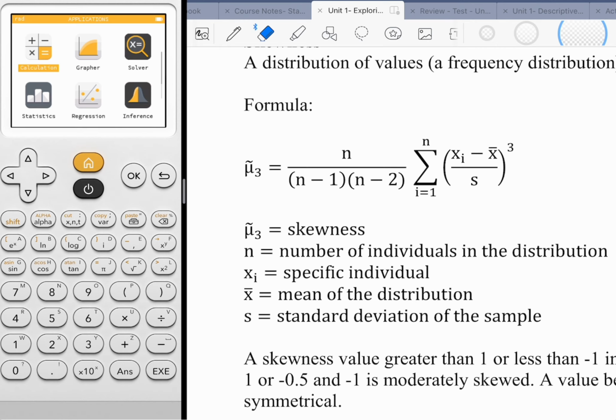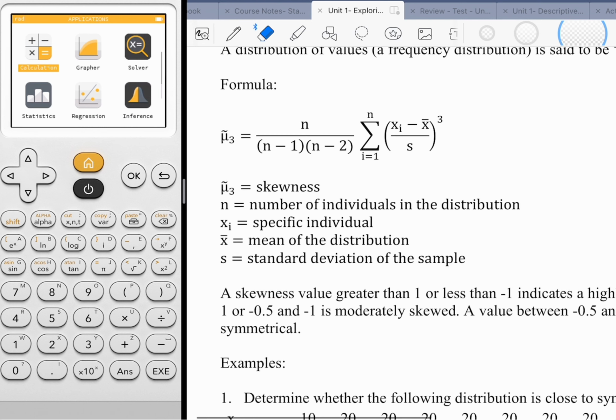So we have the mu tilde sub 3. I'll explain where the 3 comes from down the line, and the tilde also, but that's a different conversation for a different day. For our purposes, it just means skewness. N is the number of individuals in the distribution. We're assuming that we're working with samples. The whole first unit is pretty much related to samples. The second unit will be population information. X sub i is a specific individual in the sample. X bar and S are the mean and standard deviation of the sample.